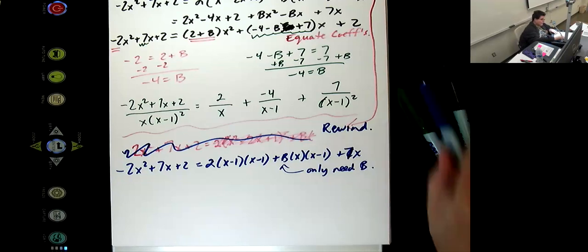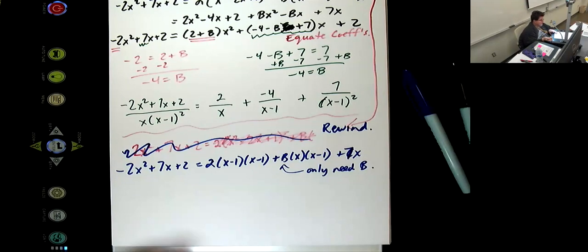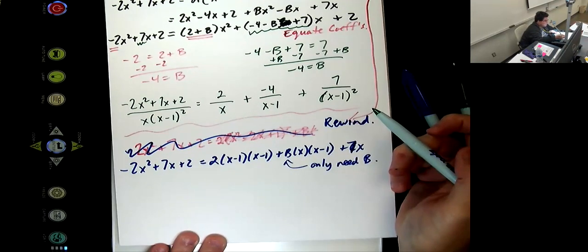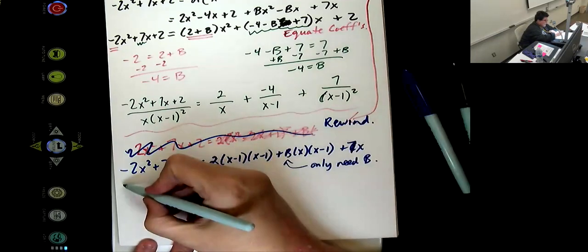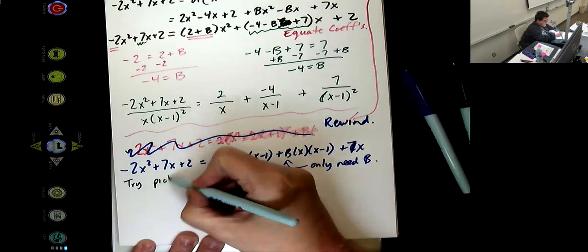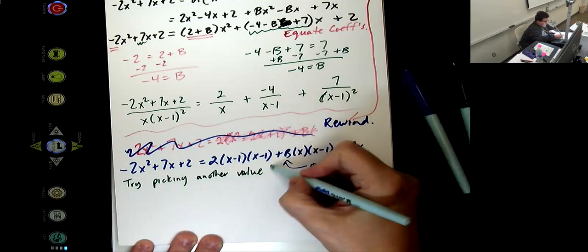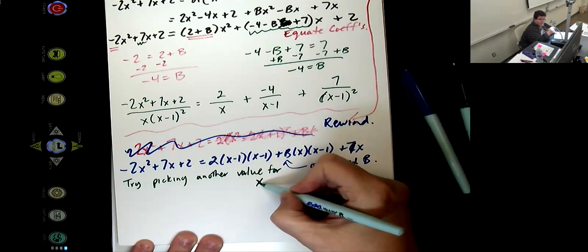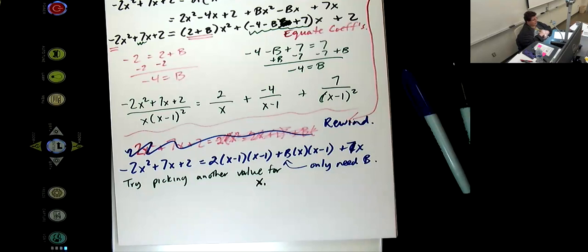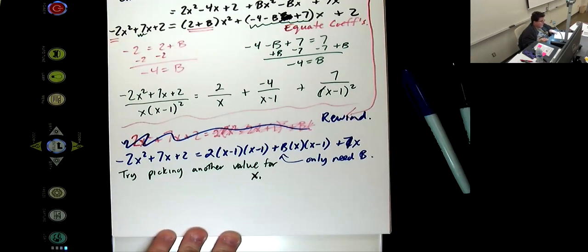Rather than going through the work of equating the coefficients, I could just pick another value for x. Try picking another value for x. Pick one as simple as possible. We did 0 and 1 already. 2 is not bad. Let's do 2.